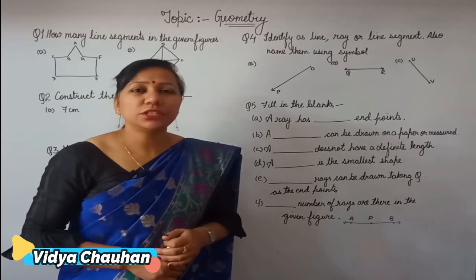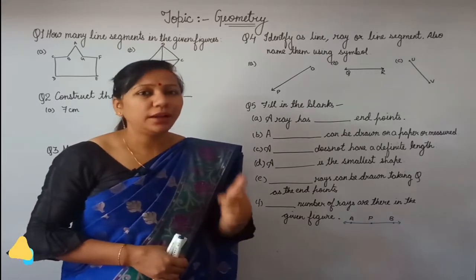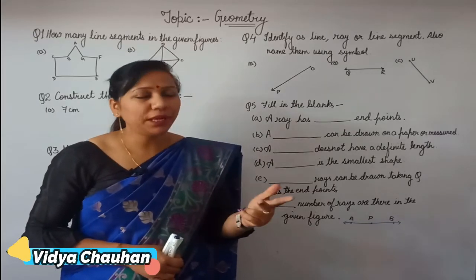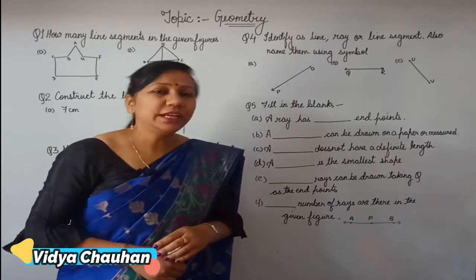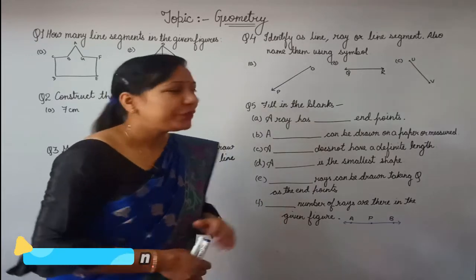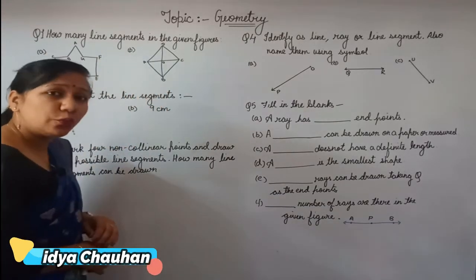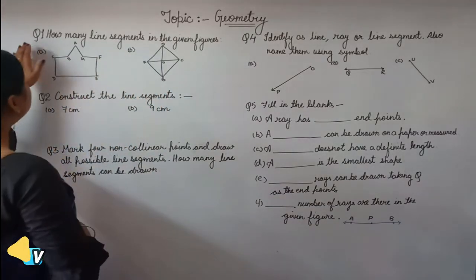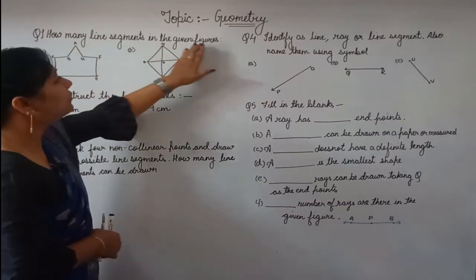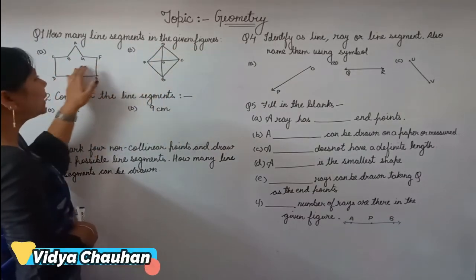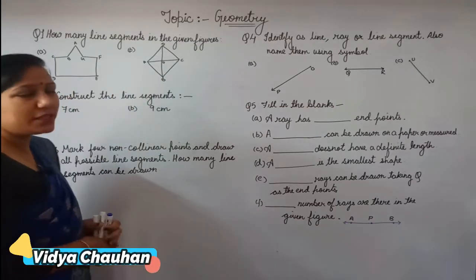As we are doing the chapter Basic Geometrical Concepts, and we have discussed line segment, ray and point, the basic geometrical terms, let us start with the exercise now. I have taken some questions from your book exercise, so let's check out what to do in these questions. The first question says, how many line segments are in the given figures? Here two figures are given to us and we have to find the number of line segments in these two figures.